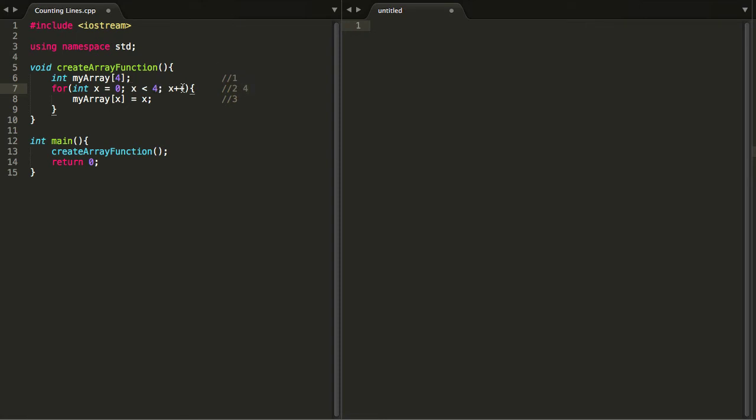X has just been incremented. It's 1, so it's still less than 4. So it's going to go to the next line, and it's going to make location 1 equal 1. That's going to be our fifth line. I know this is kind of painful, but I'm just going to keep going through it.